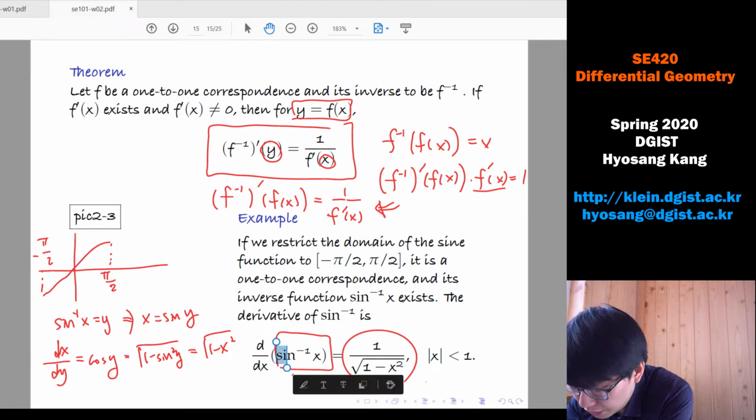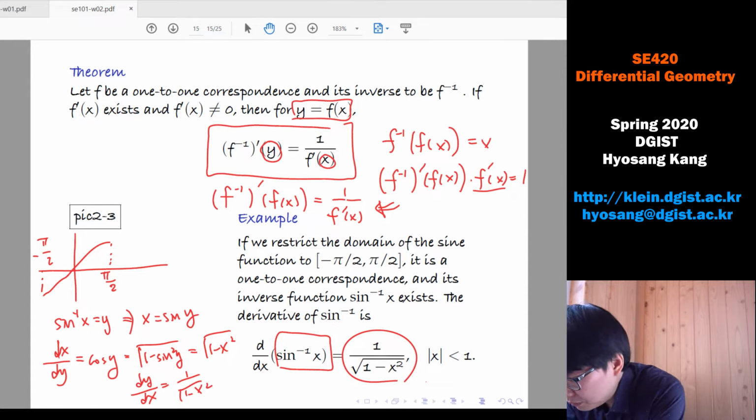And then let's flip this. In the beginning, we wanted to find dy/dx, and this equals the reciprocal of dx/dy. So we have 1 over the square root of 1 minus x squared. And that's it.